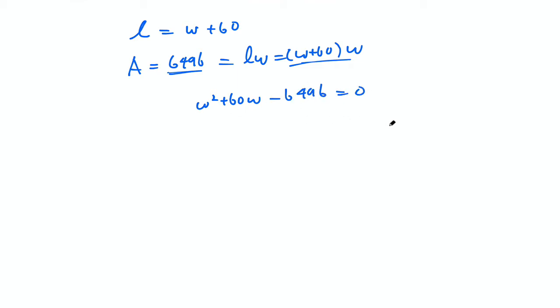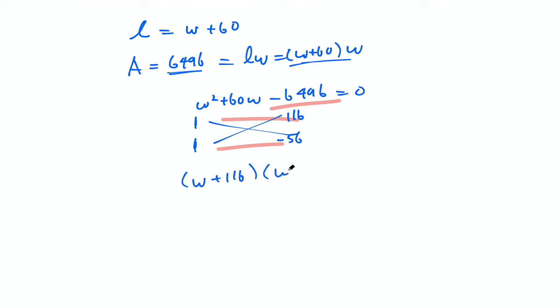Okay. But we can factor this, right? W squared, this 1 in front is just 1. And here, if I choose 116 and negative 56, right? If I multiply these two, I end up getting this. Multiplying these two and adding these two, you get 60. Right? So that means I can factor going across like this. So I get W plus 116 and W minus 56.